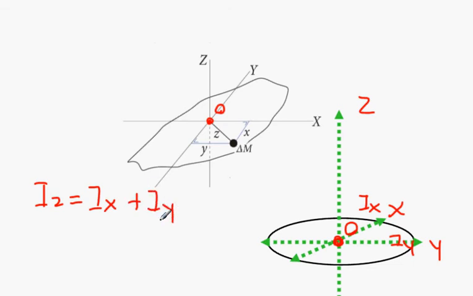Alright? So we're going to find out what the moment of inertia is. How difficult is it to turn it around the z-axis? If we know how difficult it is to turn it around the y-axis, and how difficult it is to turn around the x-axis, then by adding them together we can find out how difficult it is to turn around the z-axis. Okay? So here's our theorem, alright?